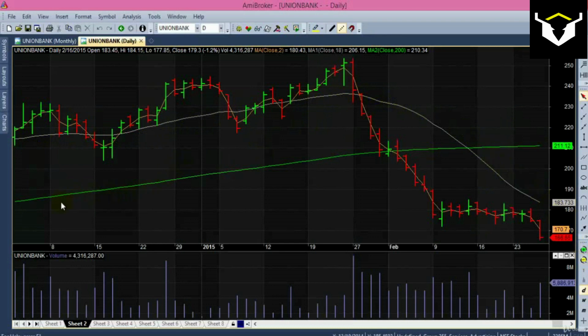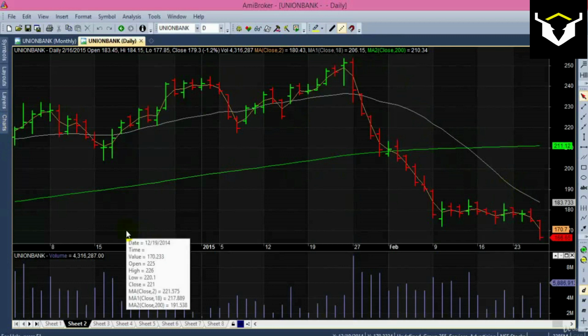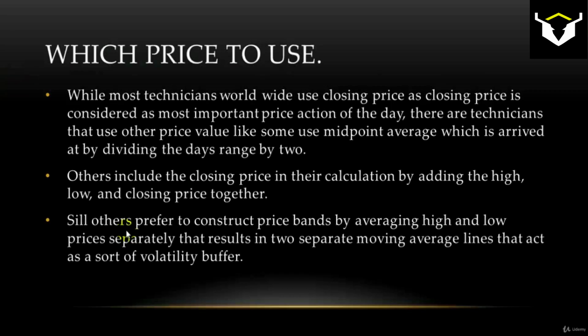Whereas the 200-day moving average is unaffected, it continues to rise, irrespective of whether prices are going up, down, or anywhere. So, the longer the look back period, the more insensitive the moving average will be, and the shorter the look back period, the more sensitive the moving average will be.